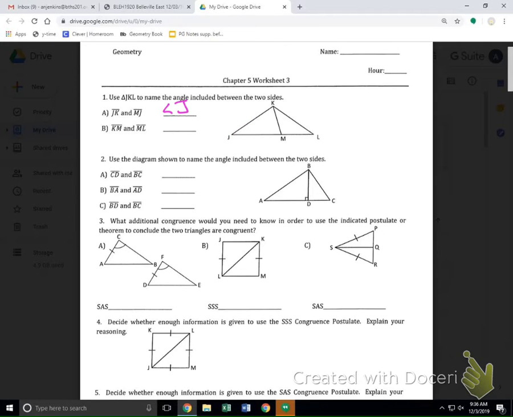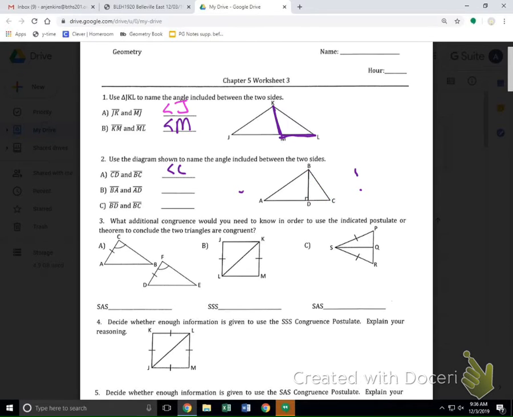We have KM and we have ML. Where do they meet? At angle M. And we're going to do the same thing for the next group. So we have CD and we have BC. Where do they meet? C.